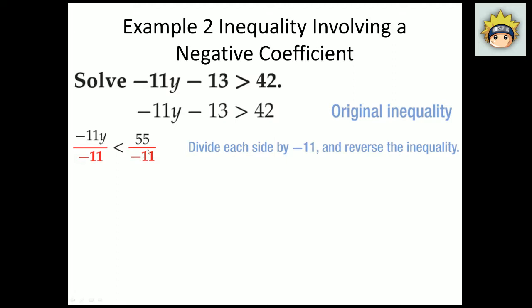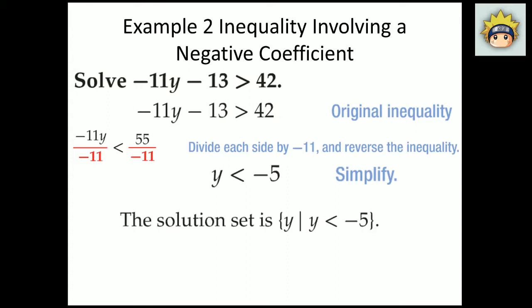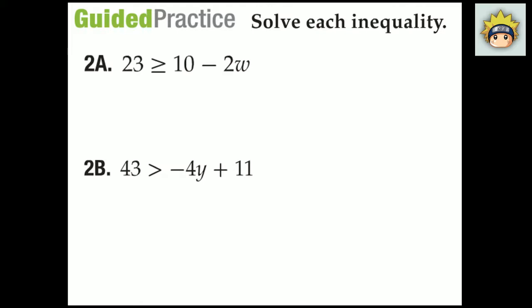Remember, when you divide by a negative term, you have to reverse the inequality or change the direction of the inequality. So you get y is less than -5 after you simplify. When you write this in the solution set format, you would say y is less than -5. So any value that would work.